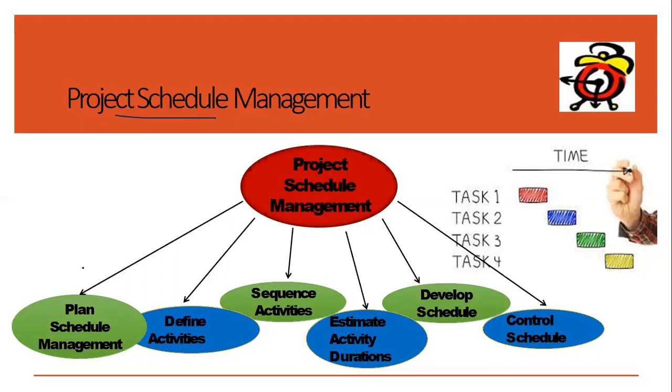So what are the processes under schedule management? There are a total of 6 processes, but most of them are part of the planning process group. You need to plan the schedule management. What does that mean? As a part of this project, is it going to be an agile project, or is it going to be a waterfall or predictive project? And accordingly, I can select the methodology of scheduling, whether it is agile, which is rolling wave planning, or predictive, where I predict all the activities throughout the project.